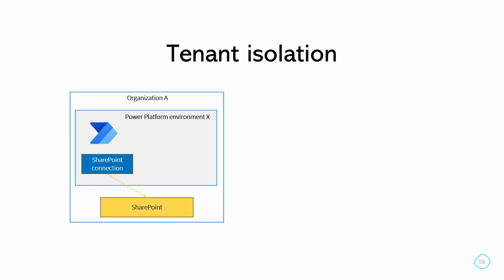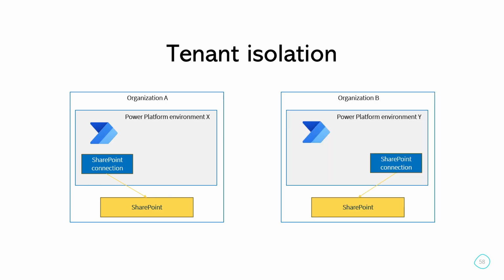I don't want to rebuild that one. This is my own company. Here, organization A, and I have a Power Platform environment, and I have done a Power Automate flow that reads our SharePoint with a SharePoint connection. Then we have another company, a whole other tenant, and we have an environment here. We have a kind of similar flow, and we are reading their own SharePoint there.